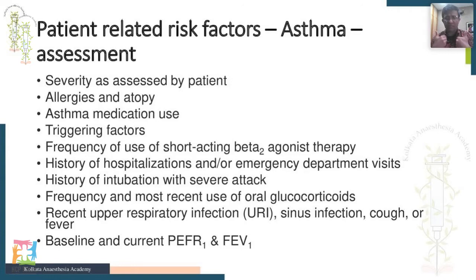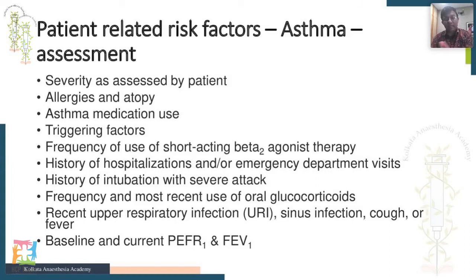These are the patient-related risk factors. So what is the history the person tells you, how good the person has been over the years? Is there any allergen or atopy? What is the level of medication that is used? Is there any triggering factor which you can try and figure out and stop? What is the frequency of the use of short-acting bronchodilators, the beta-2 agonist therapy?